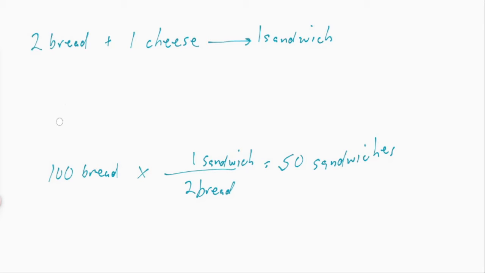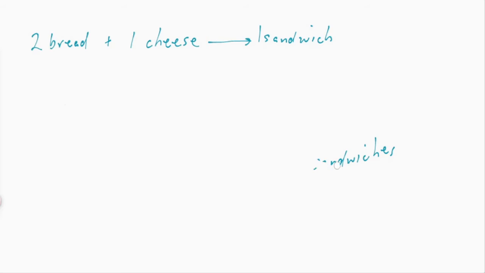So again, remember, if we have 100 pieces of bread, let me make a more interesting problem here. What if we have 72 pieces of bread, and we have 4 pieces of cheese? Which one's the limiting reactant? That's easy, right? Cheese is the limiting reactant.